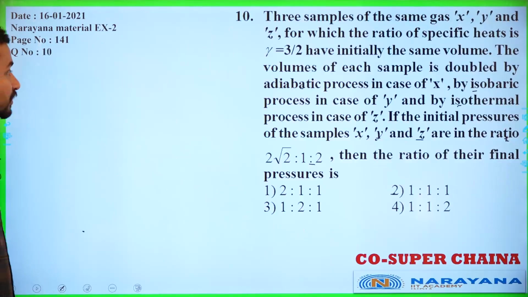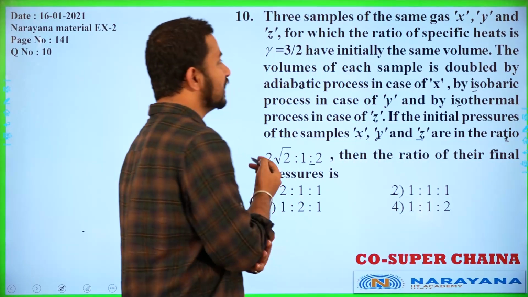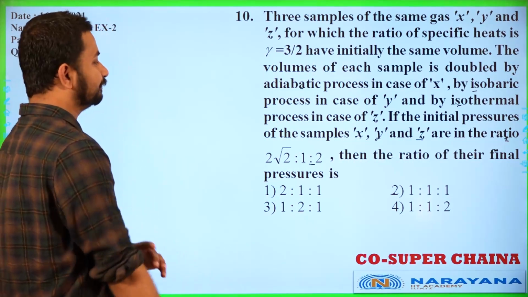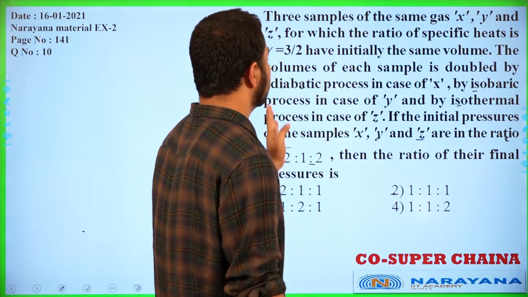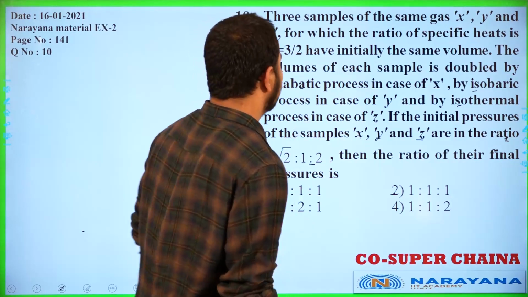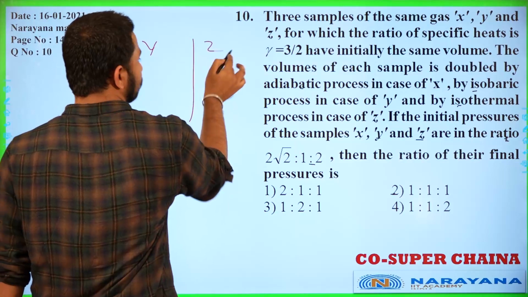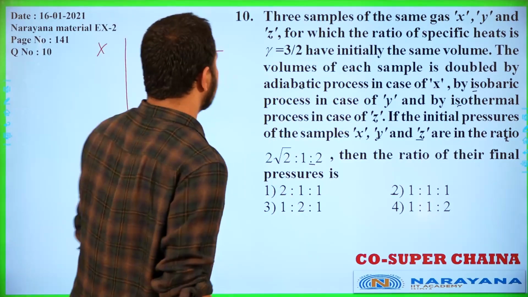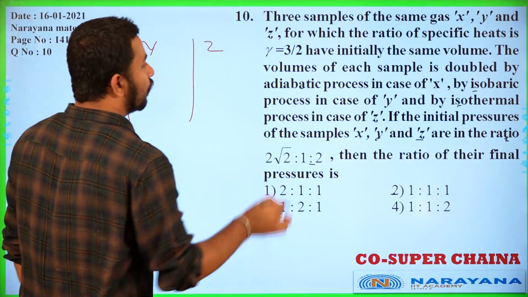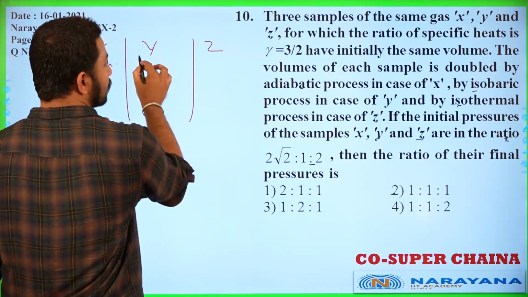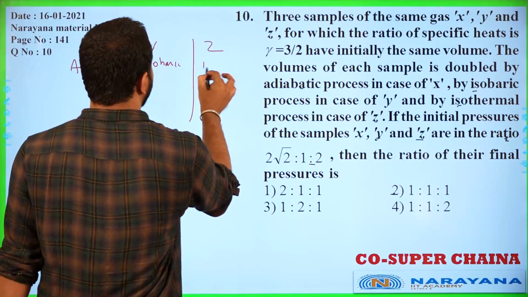So this is how we proceed. The next question: 3 samples of the same gas, X, Y and Z, are given. Here gamma values are given to us, and the volume of the sample is doubled by 3 processes for X, Y and Z. X is an adiabatic process, for Y we have an isobaric process, and for Z we have an isothermal process.